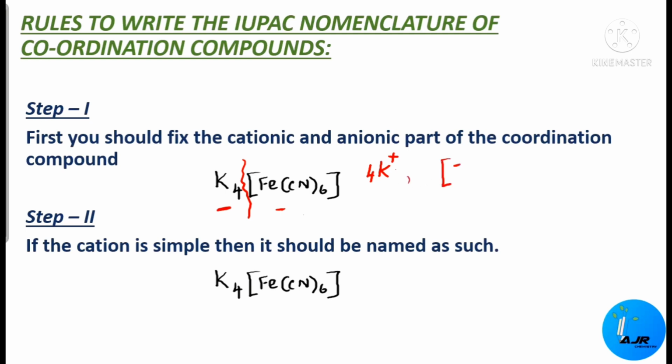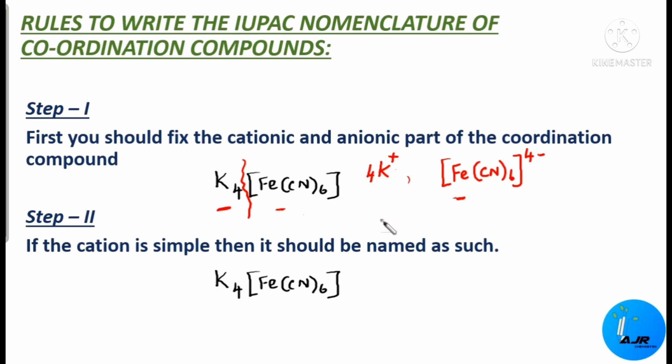The anionic part I'm going to write in a square bracket: Fe(CN)6. So what could be the charge on this coordination entity? This is called a coordination entity or complex ion. Since here we have 4 plus, here it will be 4 minus. Understood, students? This is how we fix the cationic and the anionic part. The first part is the cationic part and the next part is the anionic part.